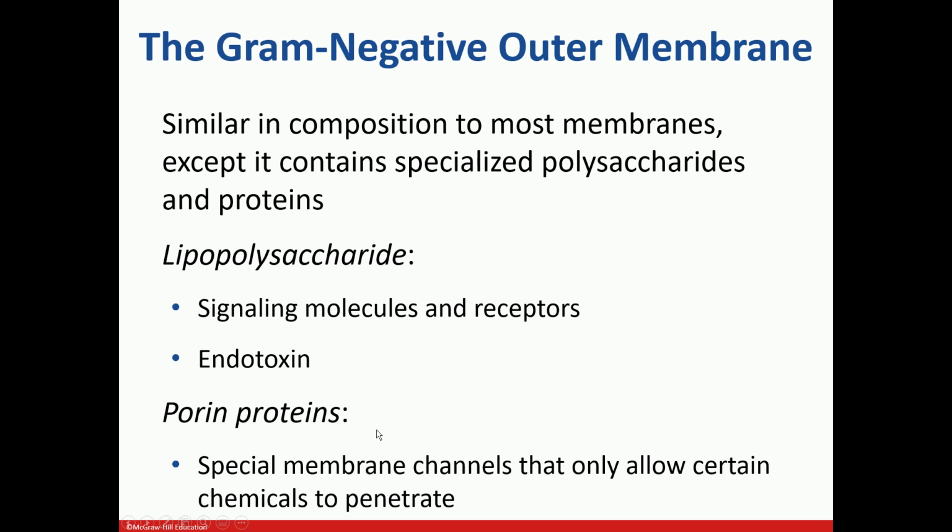And the outer membrane of the gram-negative bacteria also has some specialized proteins, which we call porin proteins, and they are basically membrane channel proteins. So what are membrane channel proteins? They are proteins present in the membrane, and they help in the movement of things in and out of the cell. So they are special membrane channels that only allow certain chemicals to penetrate.